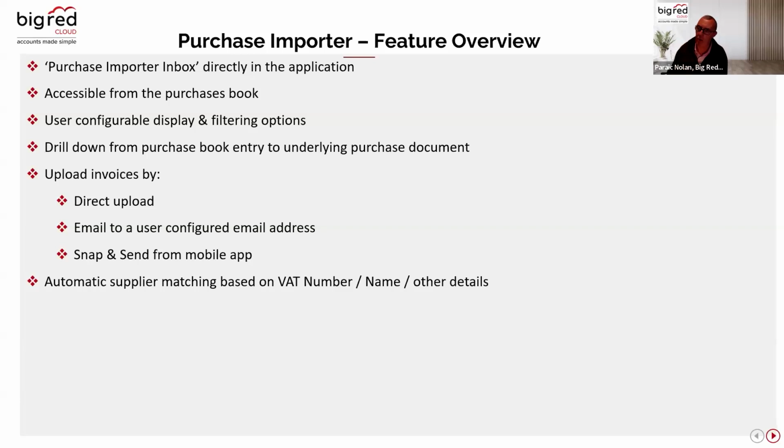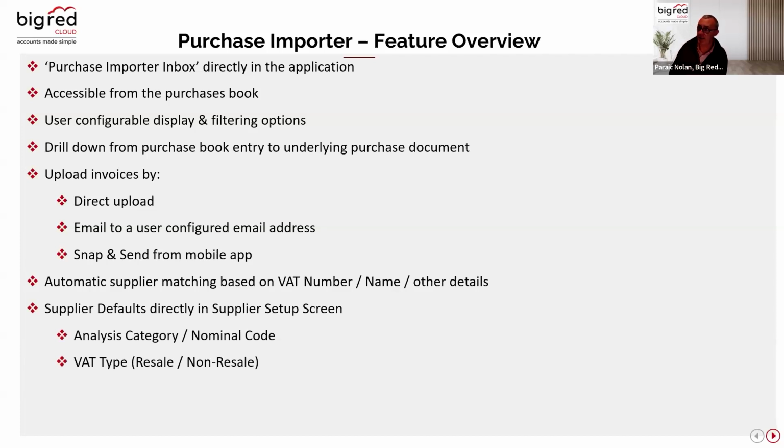Once your documents, your purchase invoices, have been uploaded, there's an automatic supplier matching based on that number, name, and other details. And that's the reason why setting up is important. Don't just run into this module and start uploading things. Make sure your setup of your suppliers in particular is optimal to make sure you get good success in terms of recognition of invoices as they are uploaded to the platform.